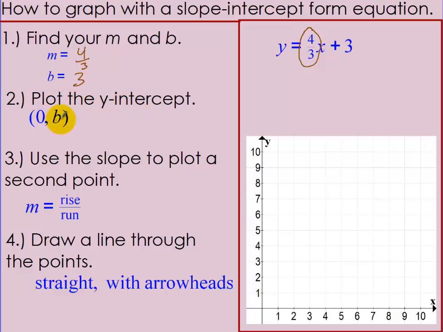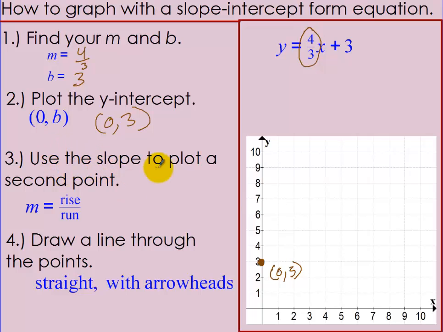And since the y-intercept is 3, you do it as an ordered pair where your x is always going to be 0, but your y value is going to be whatever b is. So 0, 3. And I'm going to plot that point at 0, 3, and label it 0, 3. So it's really nice to put a label like this so I know you know what the point is. Don't just put a dot there.